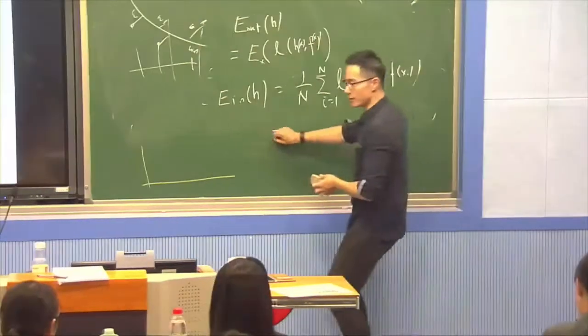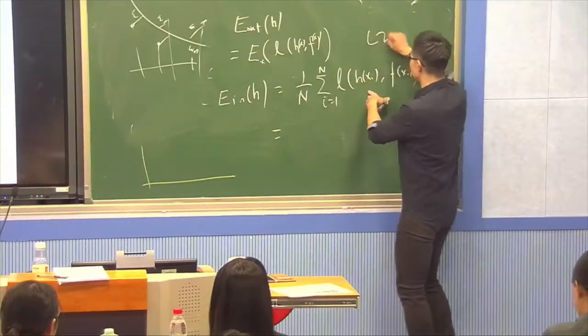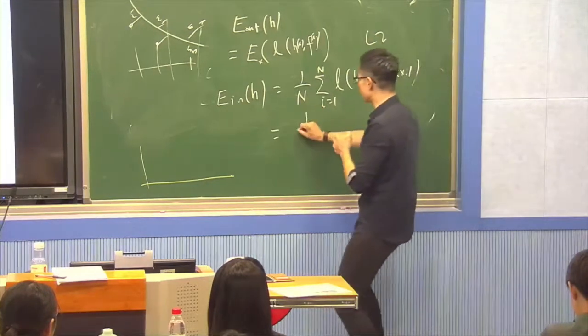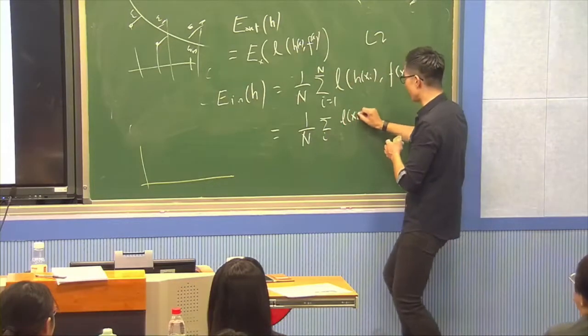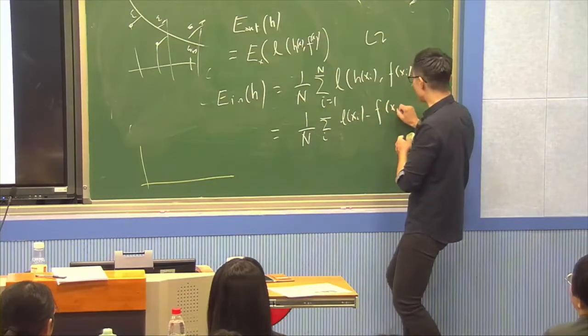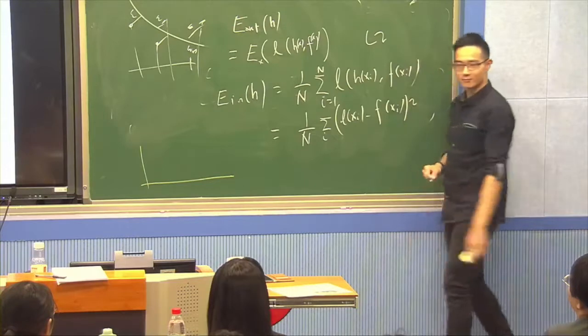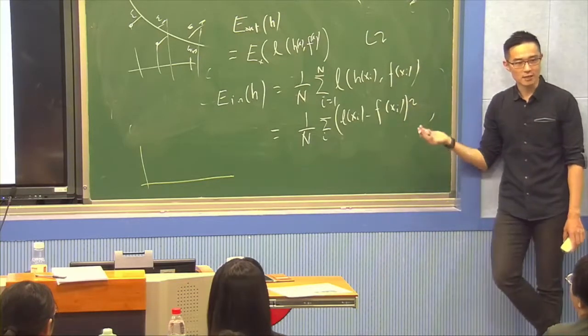Now you can also write it, so if we do L2, then that's simply the sum of h(x_i) minus f(x_i), squared. If we do L2, that's the in-sample error.